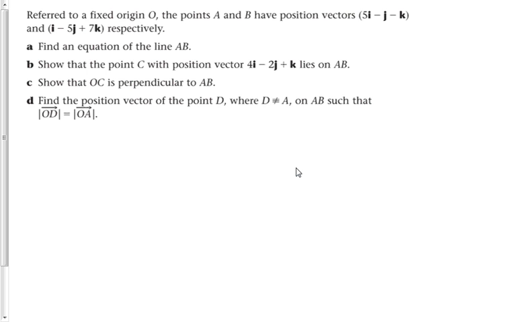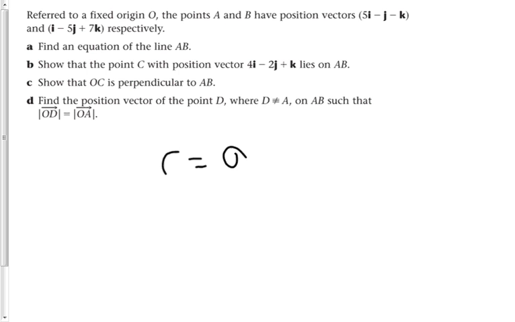So this is question 11 of the mix exercise. Part A says find an equation of the line AB. Absolutely standard. So there is almost zero thinking in this question. Okay, we're just substituting in numbers.